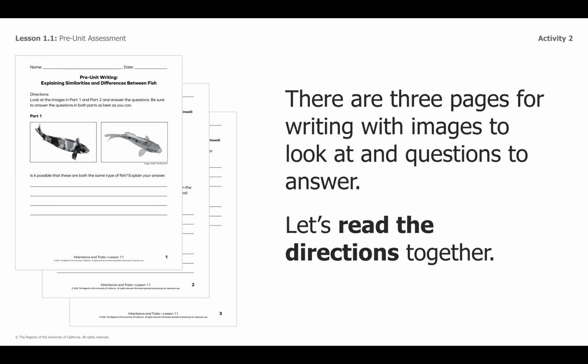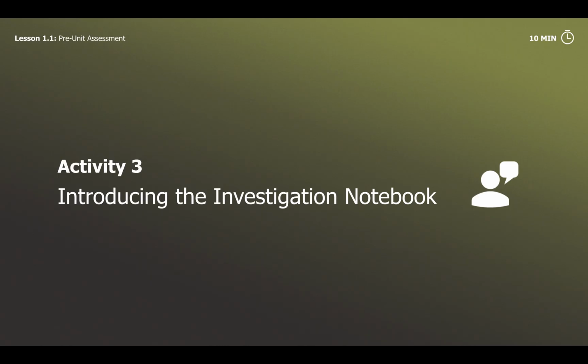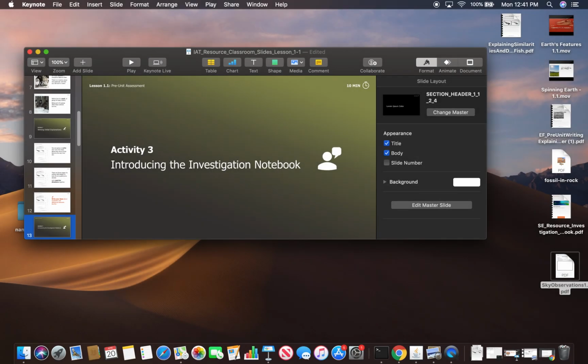So there are 3 pages for writing with images to look at and questions to answer. We'll read the directions together. You're going to look at the images in part 1 and part 2 and answer the questions. Be sure to answer the questions in both parts as best you can. So you'll see some questions there. So just write your ideas about the similarities and differences between the fish. Okay, and I'm going to stop the video there and we'll continue with the next lesson. Thank you.